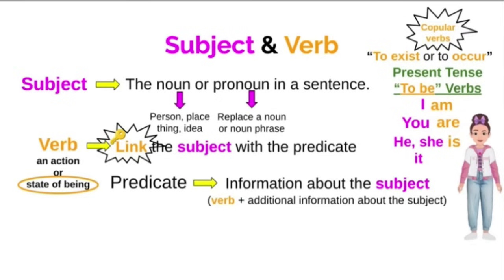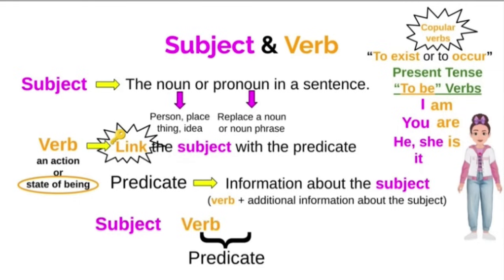Now, in a sentence, and by extension, a conversation, a sentence begins with a subject, who or what we're talking about, and it's followed by a predicate. Now, what's a predicate? What does it include, Autumn? Verb, additional information about the subject. Okay, so a predicate includes the verb plus additional information about the subject.